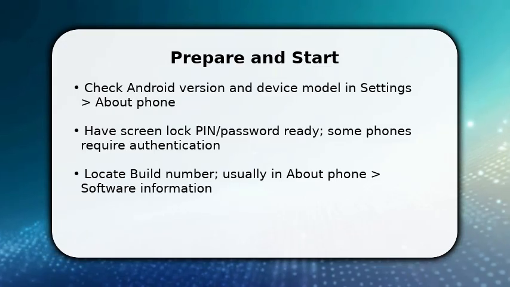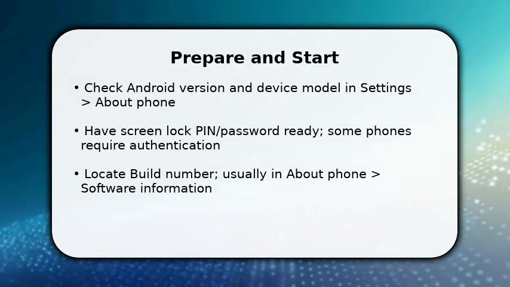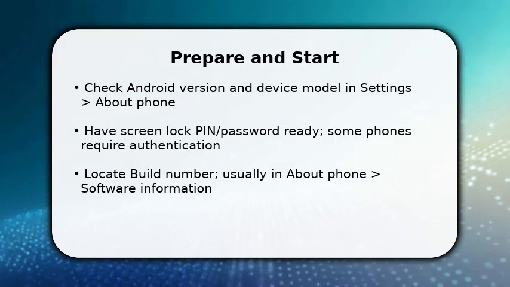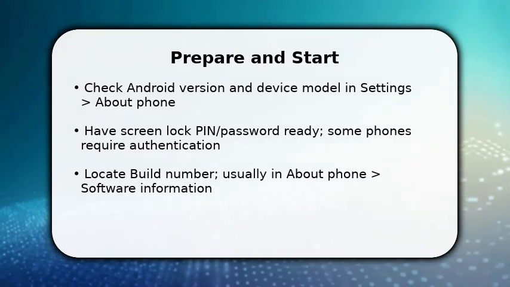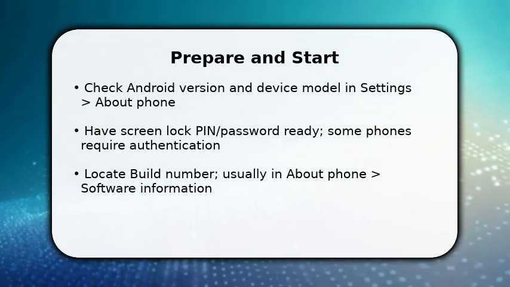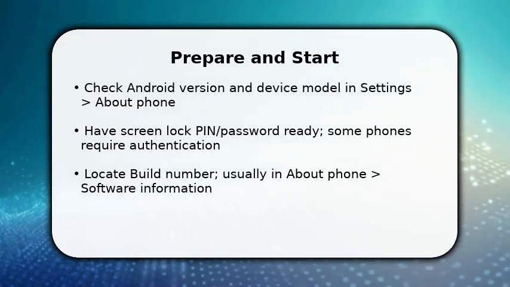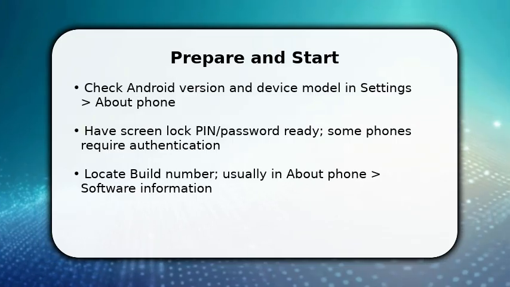You begin by confirming prerequisites. Check your Android version and locate About Phone. Once done, make sure a screen lock is set because many devices require authentication to enable developer options. Now find the build number, often inside software information.